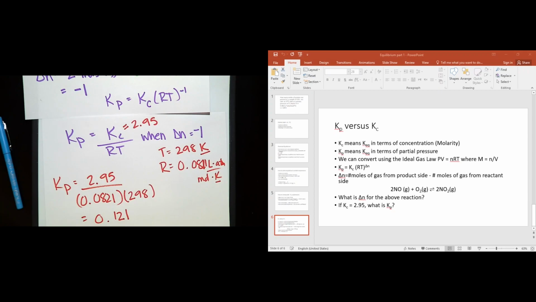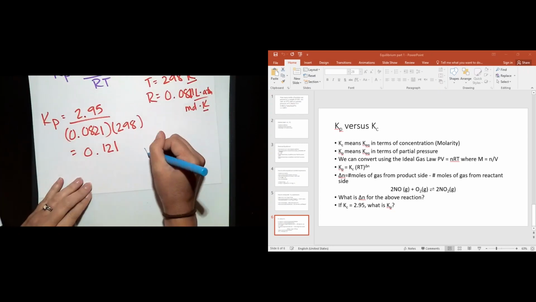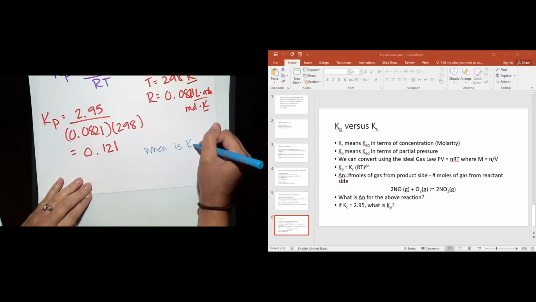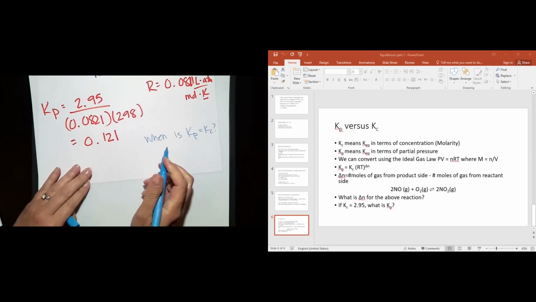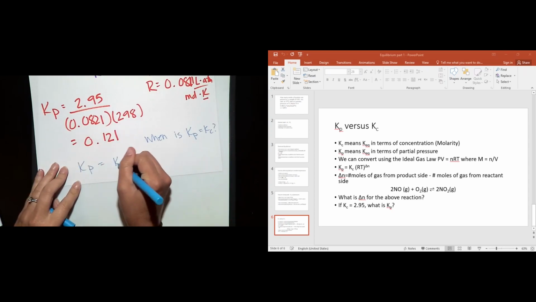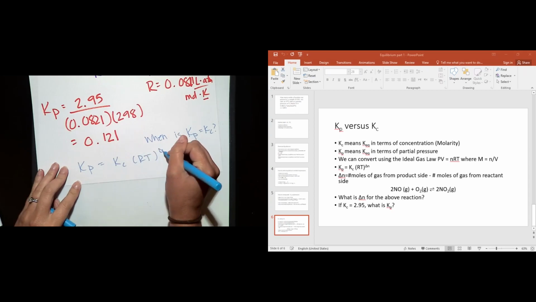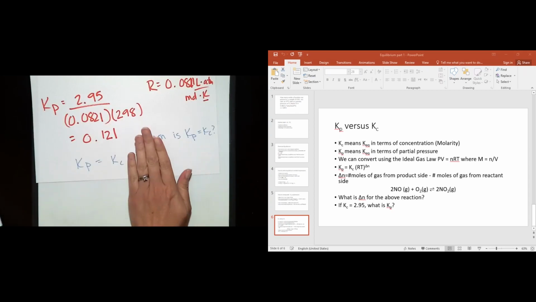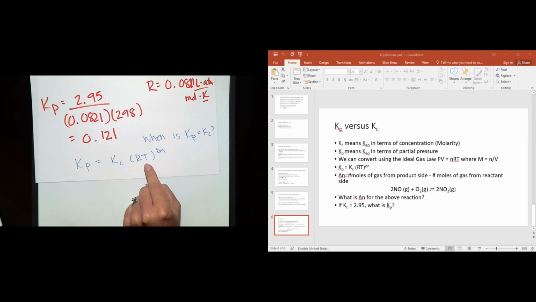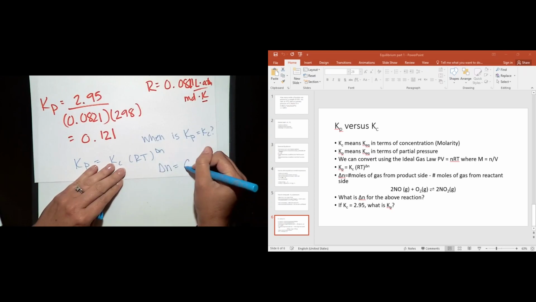I do want to say one problem that I really love to ask is, when is Kp equal to Kc? I'll talk about that just really quickly. I love to ask this question. If we write the equation, when are those equal? Well, if that term is a 1, if R times T is actually equal to 1, what exponent always gives you a value of 1? 0.